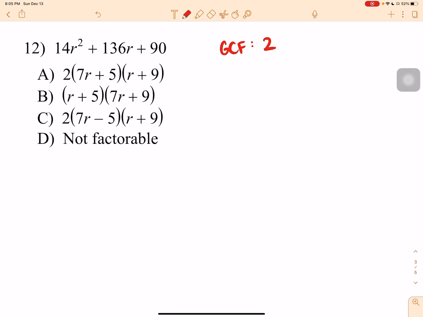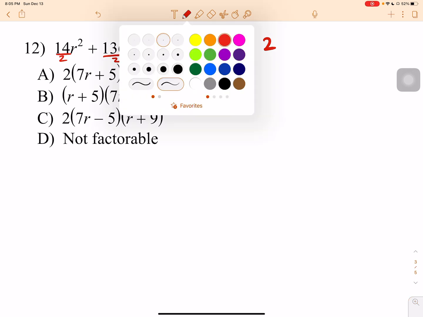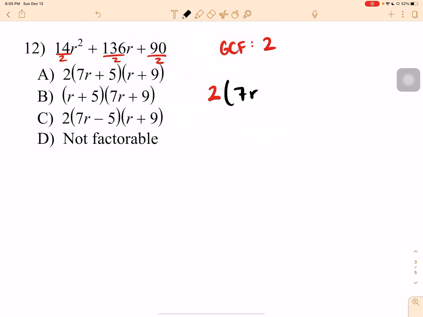And we might see later on that we can factor out more, but luckily this is multiple choice, so I don't see any other GCFs besides a 2. So that's kind of a little cheat for you guys with the multiple choice. So here it's going to be 2. Divide each piece by 2. So it's going to be 2 times 7r squared plus 68r plus 45.